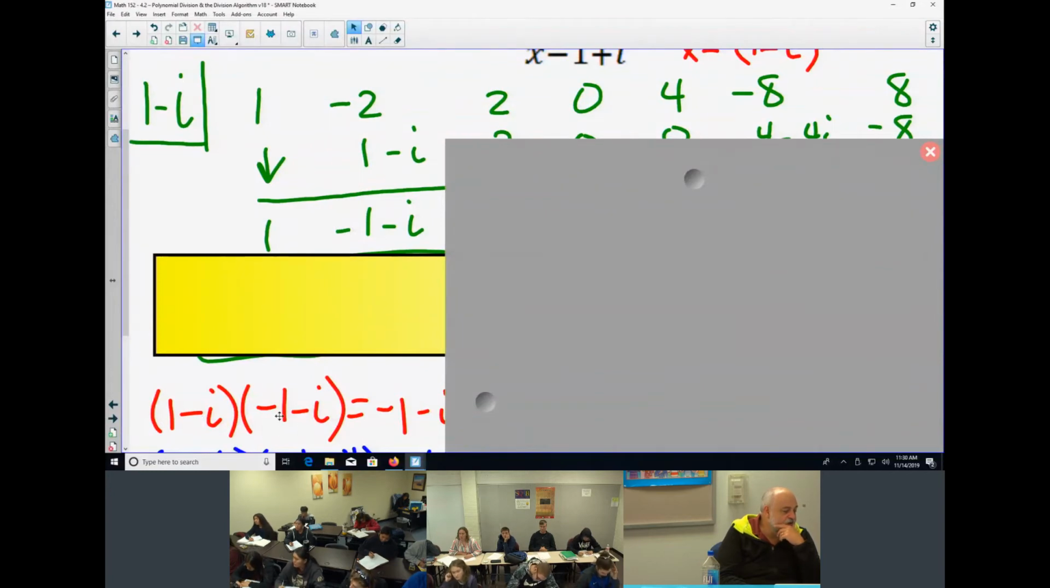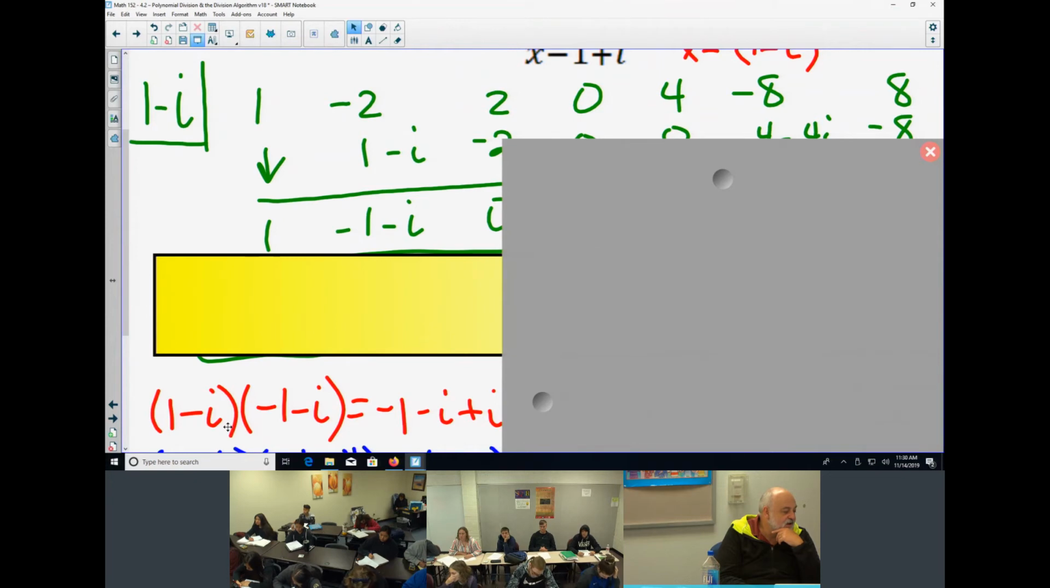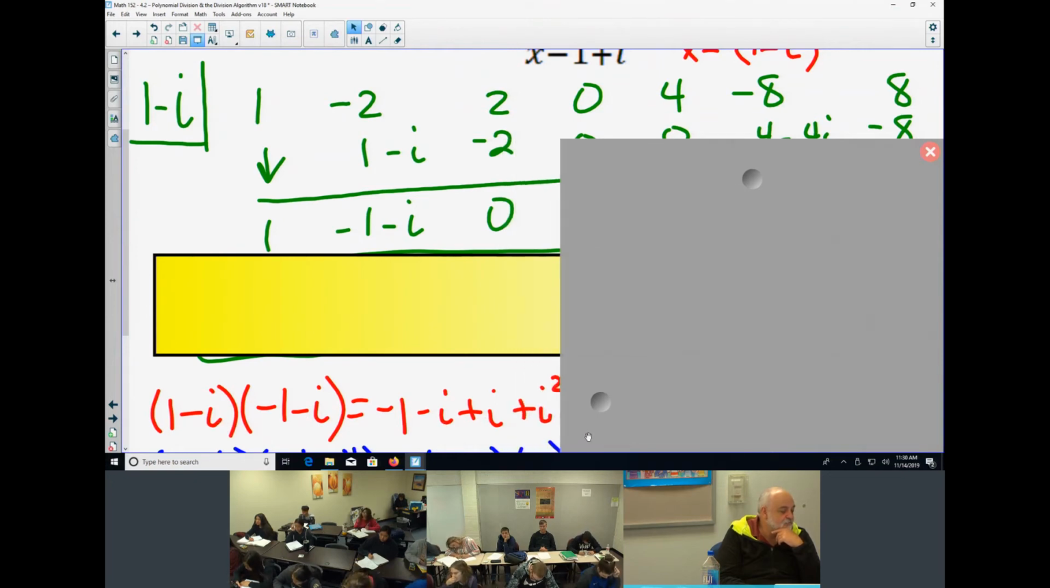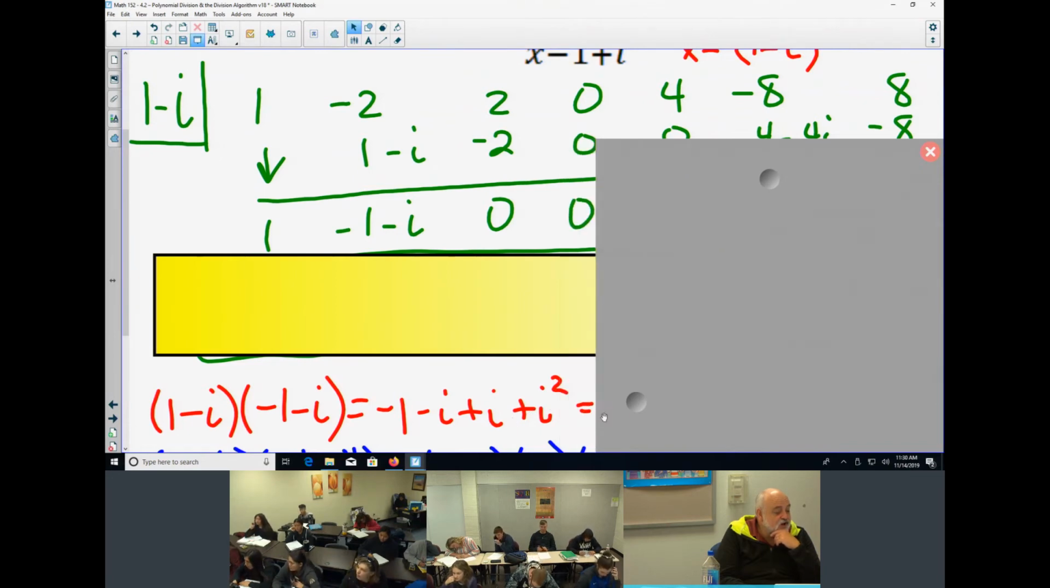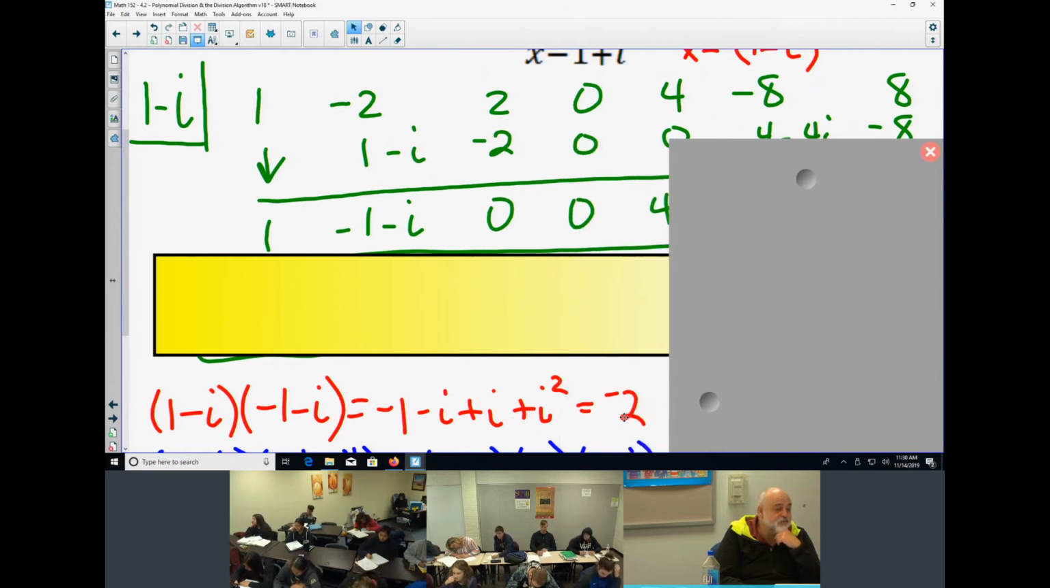So 1 times negative 1 is negative 1. And then you have negative i. And then negative i times negative 1 is positive i. And negative i times negative i is positive i squared. So then the i's cancel. And then negative i squared is negative 1. So this is just going to become negative 2. So that's nice. You put a negative 2 up here.